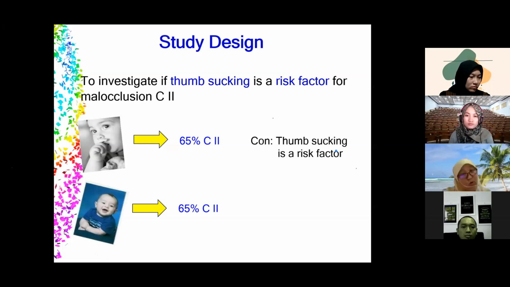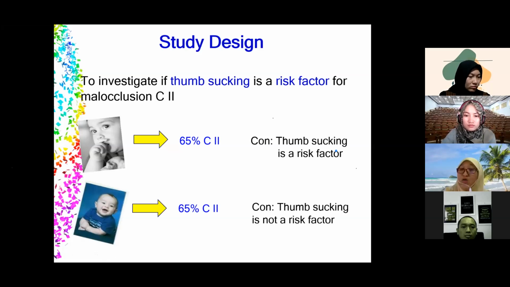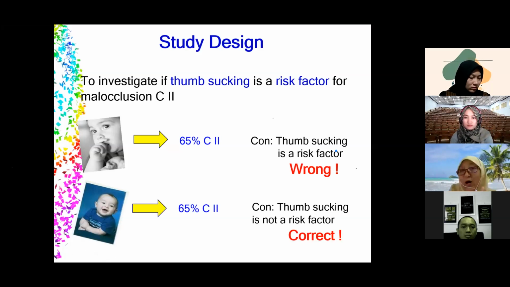Then you examine and you also find 65% also have malocclusion class 2. Yeah? Then you conclude, oh, actually thumb sucking is not a risk factor. So your first conclusion is wrong. The second conclusion is right. But you have to look at the objective now.